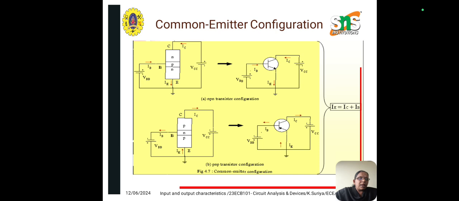So this is the diagram which shows the common emitter configuration of NPN and PNP transistors. So here in both the diagrams, the emitter terminal is commonly grounded between the base and the collector terminals as shown in the figure, and IE is equal to IC plus IB.